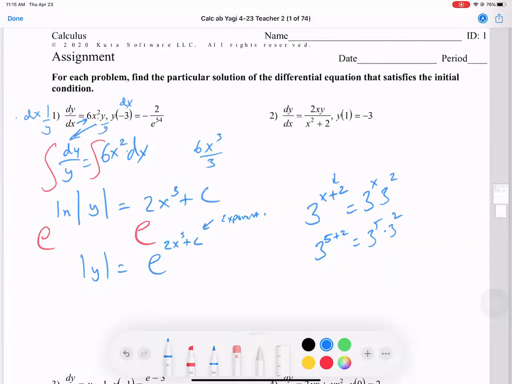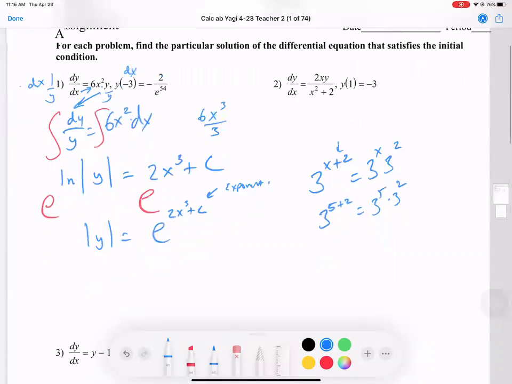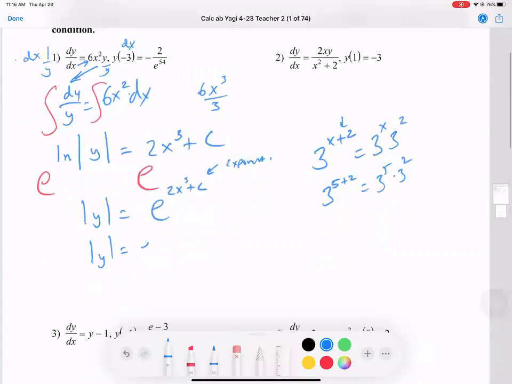This is an important trick. You have to use this trick. It's super important because I'm going to rewrite this as absolute value of y is equal to e to the c times e to the 2x cubed. Now this is a skill that you practice. You have to practice so you can be fast at it. Knowing that the plus sign is really multiplying powers, I kicked it to the front. And we're going to call that just some c value. I'm going to call that c1, because e to the c power is really just some constant.